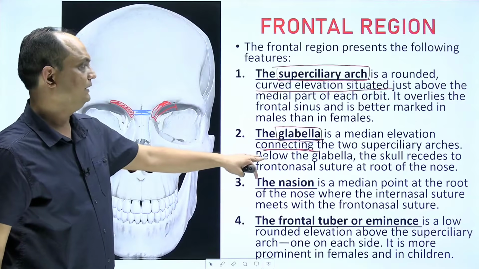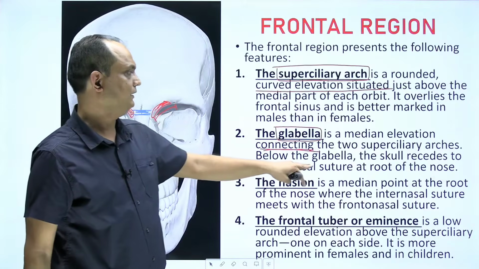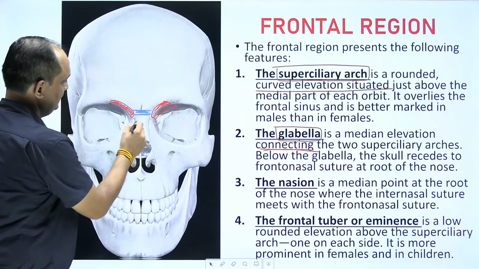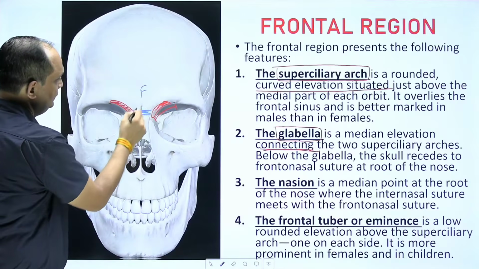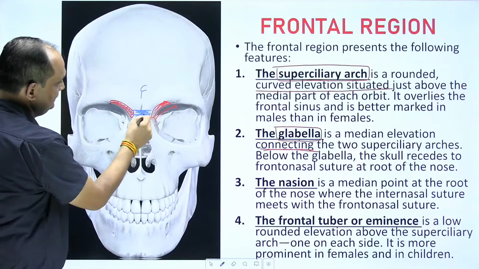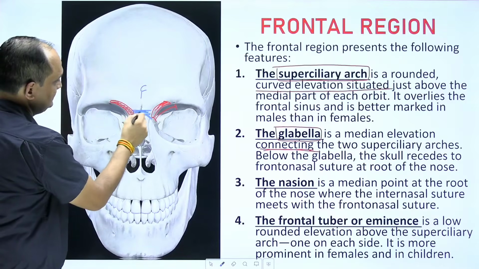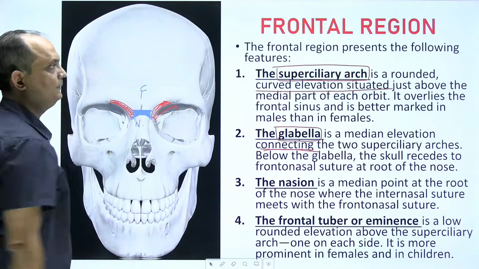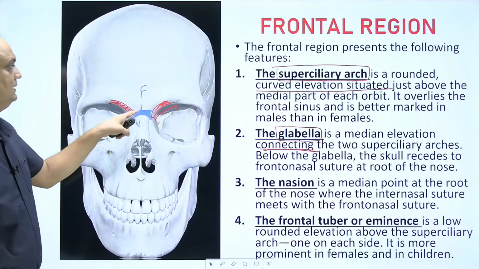So below the glabella, the skull recedes to the frontonasal suture at the root of the nose. So this is your nasal bone, this is your frontal bone. So these sutures are known as frontonasal suture. So this area just adjacent to the frontonasal suture between the two superciliary arches is known as glabella.